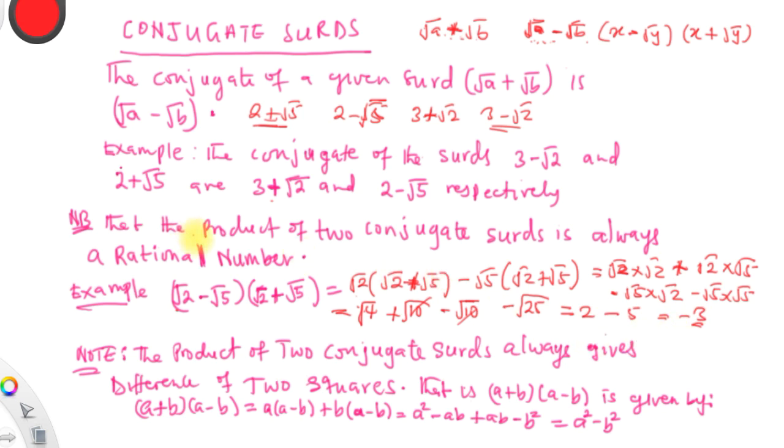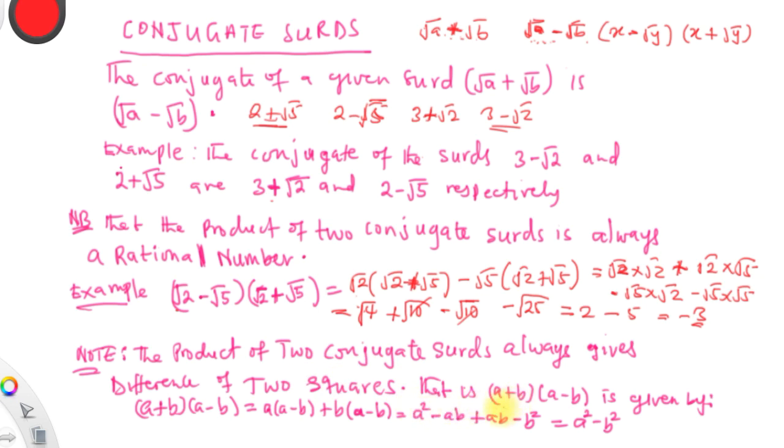That's why we are saying that the product of two conjugate surds is always a rational number. In other words, if you multiply a surd by its conjugate, the result you get will be a rational number. So let us note this one. In general, we are saying that the product of two conjugate surds always gives a difference of two squares. I hope you know what difference of two squares is.